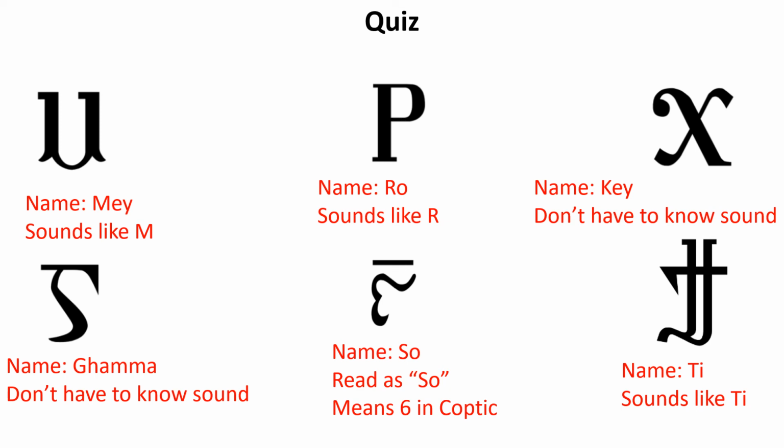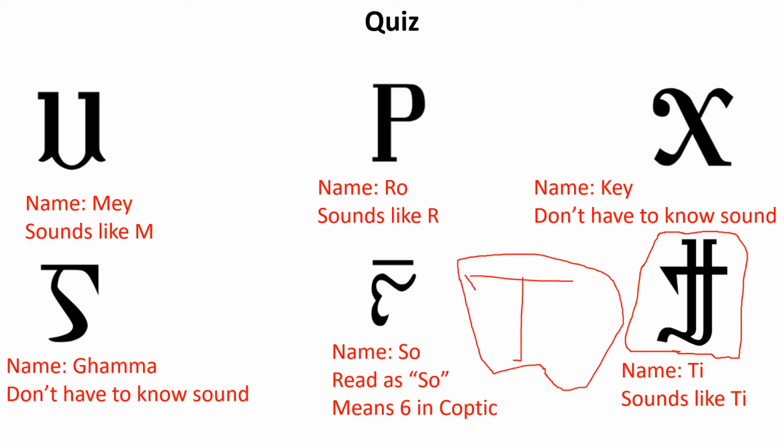Then finally, we have T. Again, it sounds like T, and don't confuse it with Stav, which basically sounds like an English T. It's a Stav, and it sounds like an English letter T. So when you see an English letter T, you say T. But this T right here, it sounds like T. When you see it in a Coptic word, you say T. If you see this in a Coptic word, you say T.